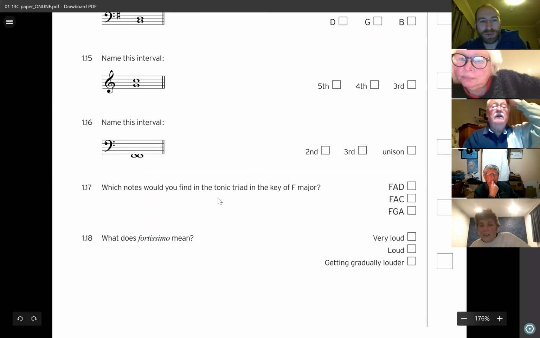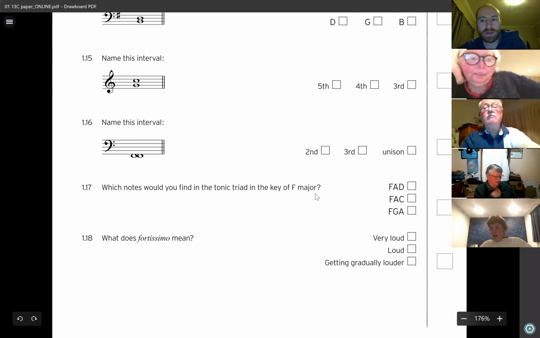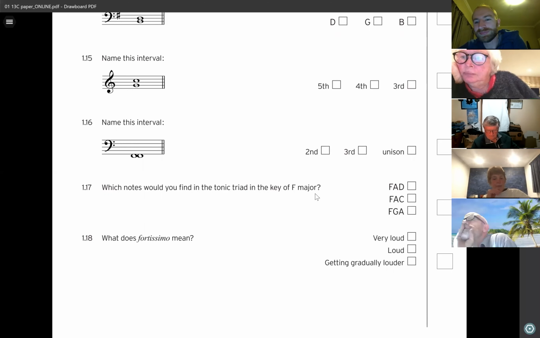Which notes would you find in a tonic triad in the key of F major? What are the three notes in the triad starting on F? F, A, D? It's your spaces. What are your spaces in the treble clef anyway? F, A, C, right? Yeah. Oh, C is the fifth.